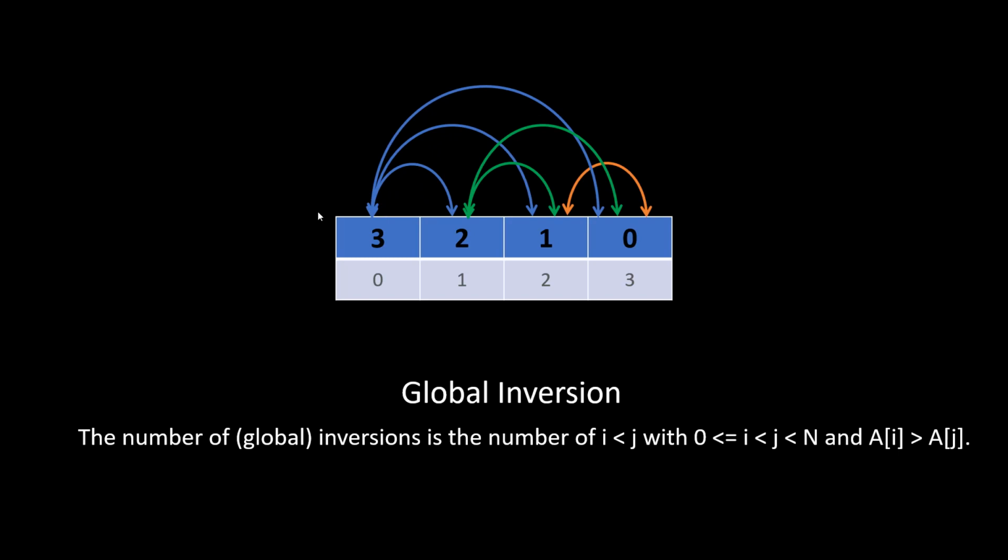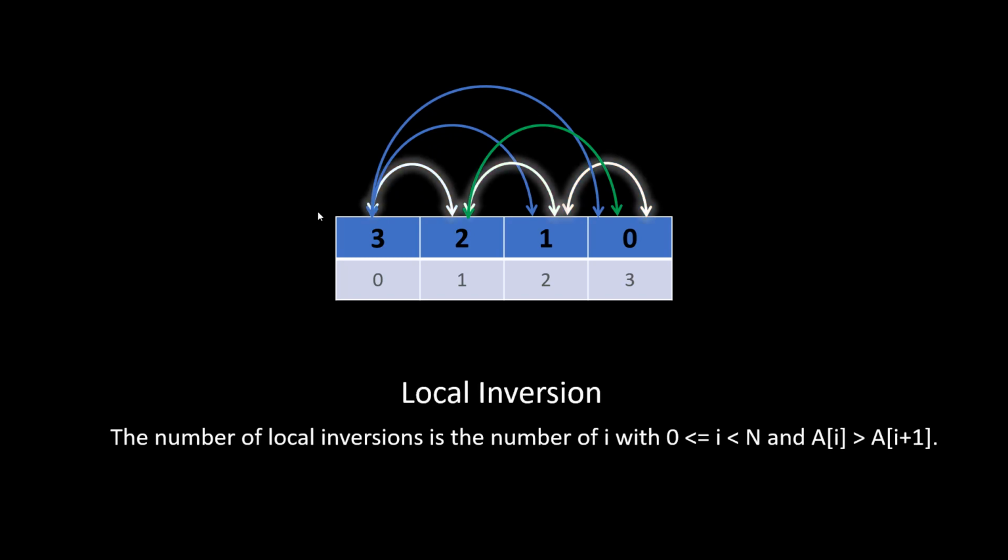Now, let's go ahead and see what local inversions are. Local inversion would be just for your local pairs, that is, for the i and i plus 1 pair. So over here, your local inversions are the ones marked with white, because 3 is greater than 2, then 2 is greater than 1, and 1 is also greater than 0. So these are my local inversions, which are 3. So my local inversions are 3, but my global inversions are 6, which is not the case that I want. And so the answer for this particular example would have been false.